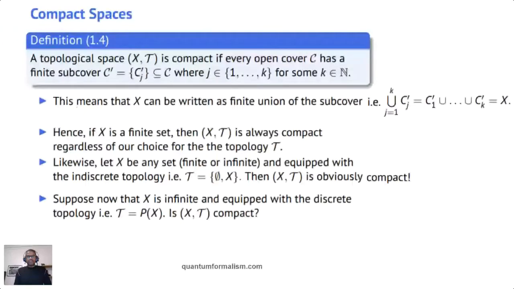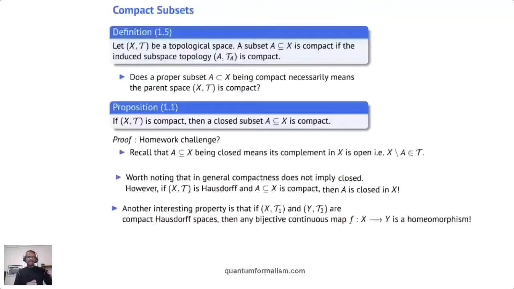Okay, so another important notion is that of compact subsets. In the book, you might have a different definition of it, but this is the way I define it here. Given a space, a subset A of X is compact if the induced subspace topology of A is compact. Okay? And here's a question that I want you to scratch your head about. You don't have to answer now, but the question is, does a proper subset A of X being compact necessarily mean that the parent topological space is also compact?